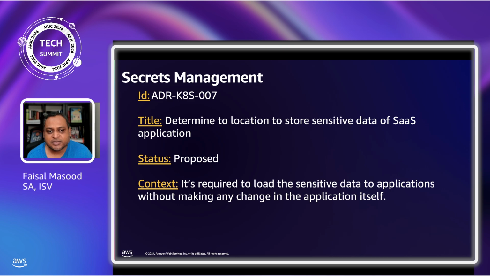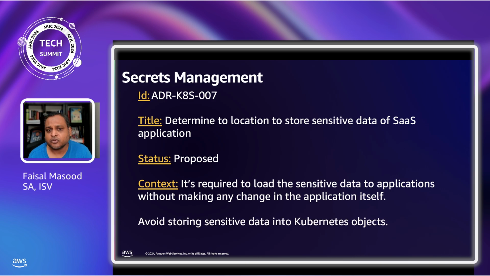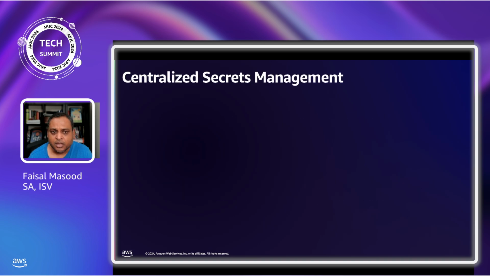And the context is basically we want to load sensitive data into the application, let's say passwords, private keys, without making any change in the application itself. Now, of course, the application can read from HashiCorp Vault, AWS Secrets Manager, something like that, but we don't want to change the application. That's one of the context. We also don't want to store the sensitive data as Kubernetes objects such as secrets. So those are the two requirements, and we want to make a decision that actually covers those requirements.